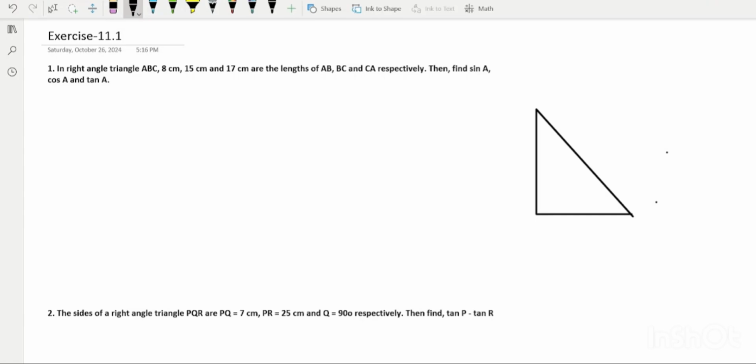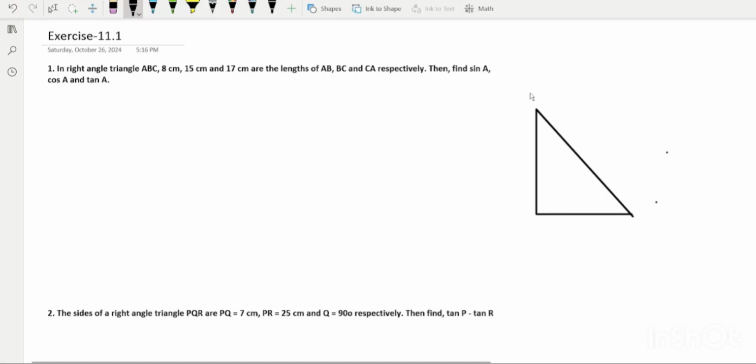Let us start today's topic, which is exercise 11.1 of trigonometry chapter. And the first question, here we go. In right angle triangle ABC, 8 centimeter, 15 centimeter and 17 centimeter are the lengths of AB, BC and CA respectively. Then find sine A, cos A and tan A.